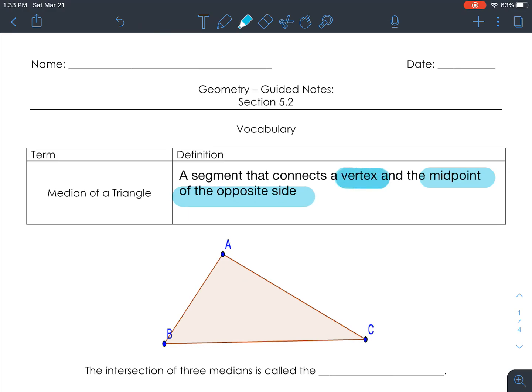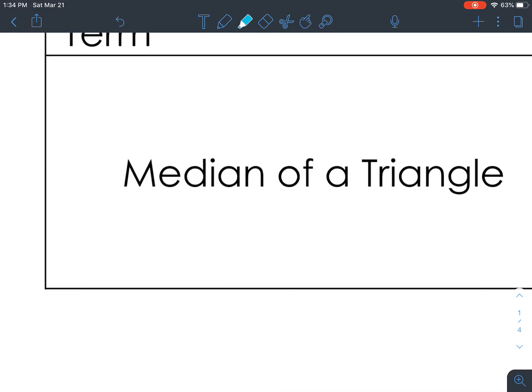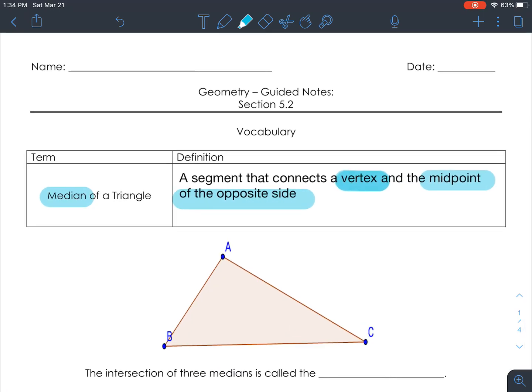And I think this should make a little bit of sense to you because I know I've said it in class before, but in math we like to talk about one term meaning multiple things. So if you've already studied medians in algebra, a median of a data set is the middle of the data set, which kind of connects to the fact that we have the midpoint in this one, which means that the midpoint is the middle of the segment.